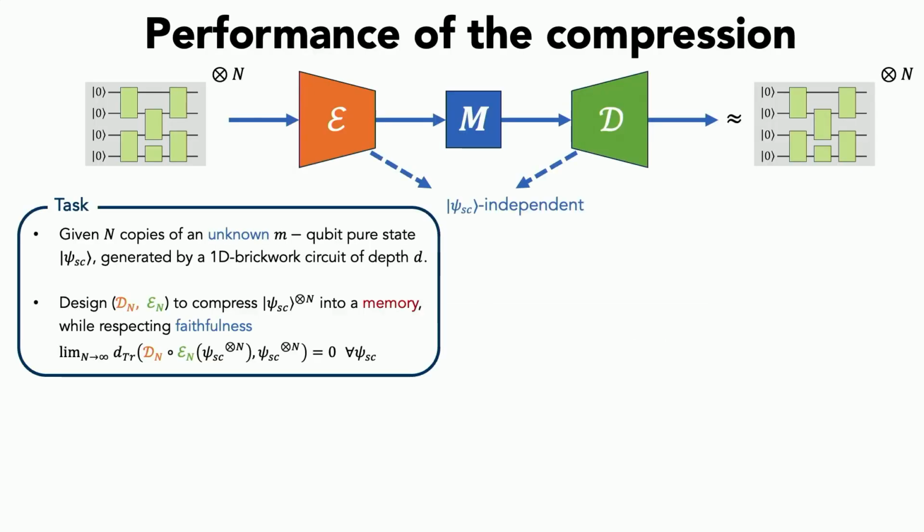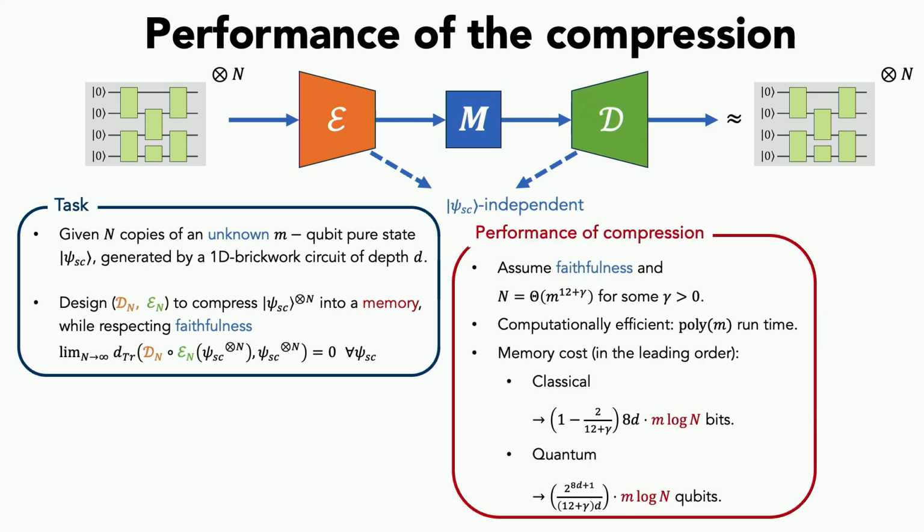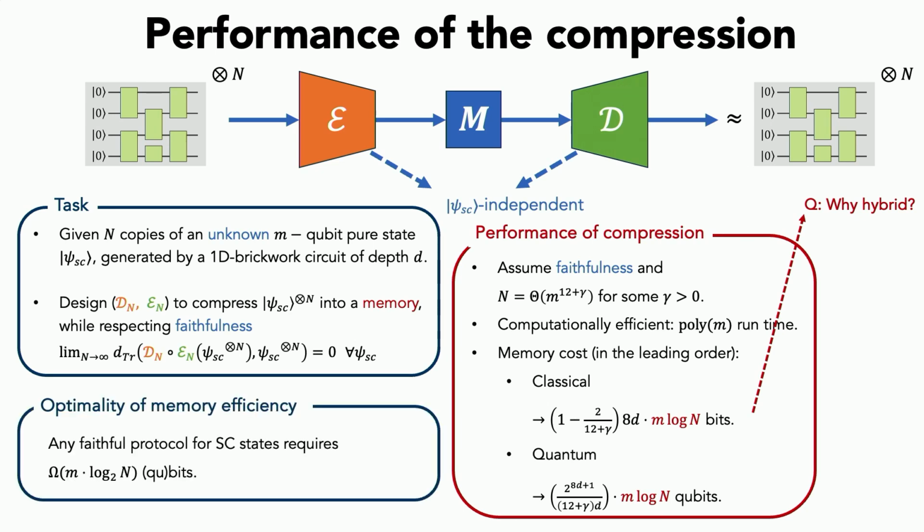Okay? So with this, let's move on to more details of the compression protocol. Be reminded, we consider compression of n copies of some shallow circuit states, and we require the compression error to be vanishing in n. So the performance of compression is like this. If we assume that n grows fast enough, then we can design a computationally efficient compression protocol that sends this n-copy state of some shallow circuits into a hybrid memory consisting of both classical bits and quantum bits. As you can see here, in the leading order, both classical and quantum costs scale as m times log n, as promised. You may still be a bit puzzled, why do we have hybrid memory? Why can we use hybrid memory instead of fully quantum memory? I'll tell you more about this very soon. But let's remark that this sort of m times log n rate is optimal.